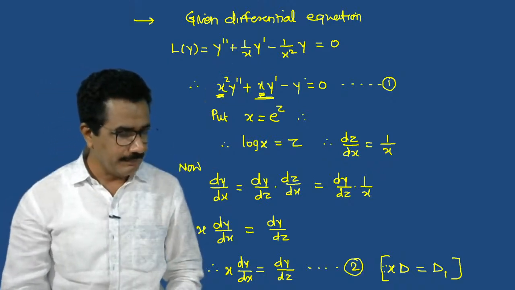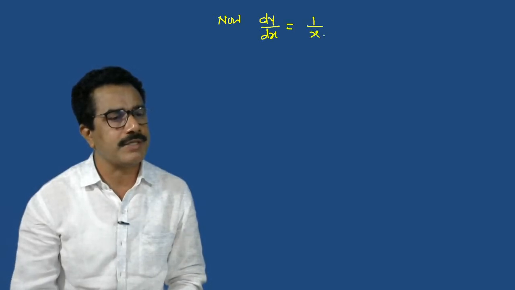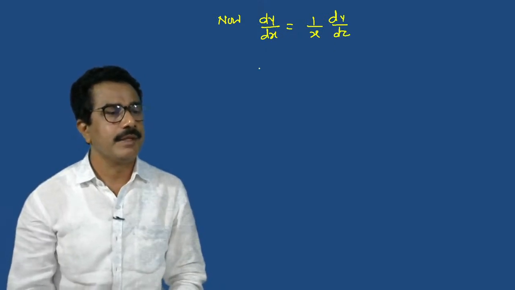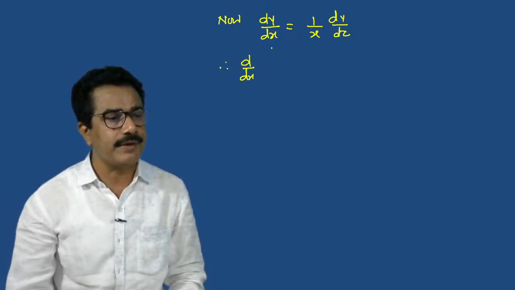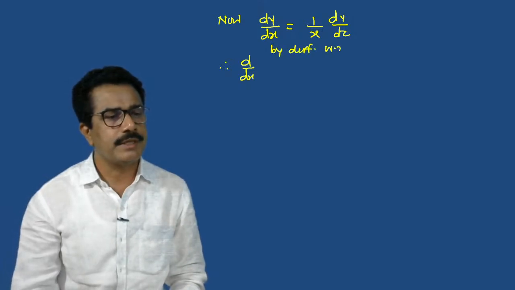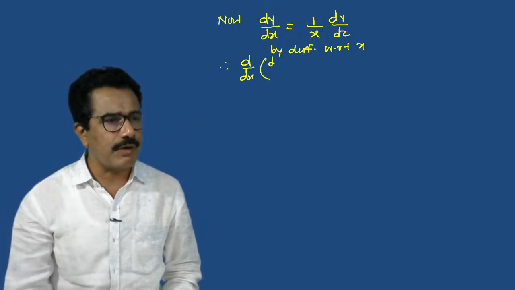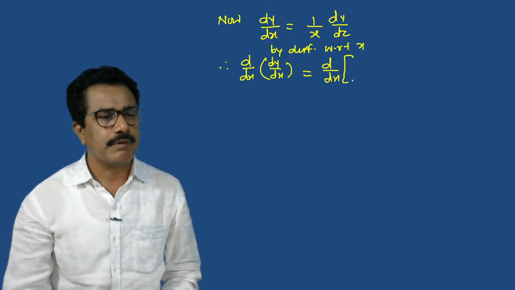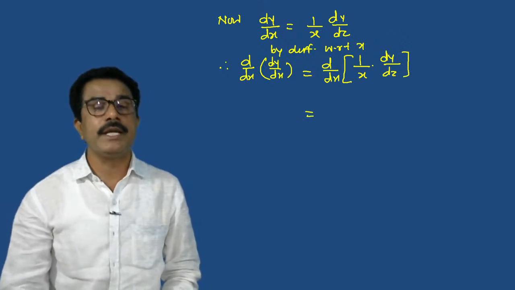Now we know that dy by dx means 1 upon x into dy by dz. Again, we need to find d2y by dx square, that is d by dx of dy by dx, differentiating with respect to x. This is a common process, you have to remember it well. d by dx of dy by dx is equal to d by dx of 1 upon x into dy by dz. So use the product rule here.